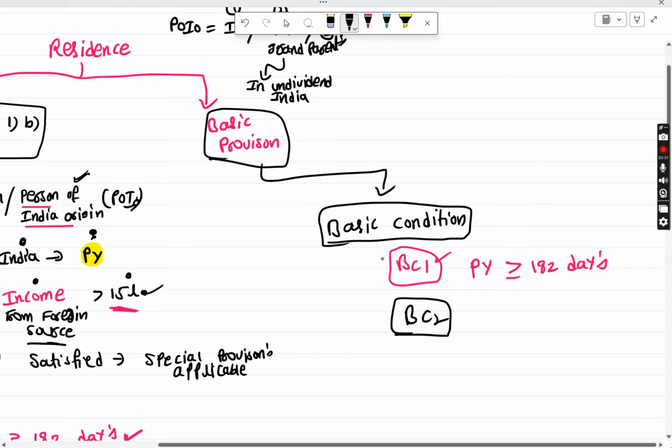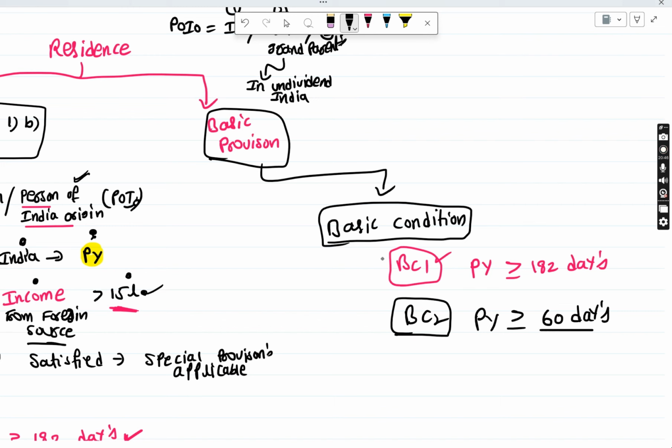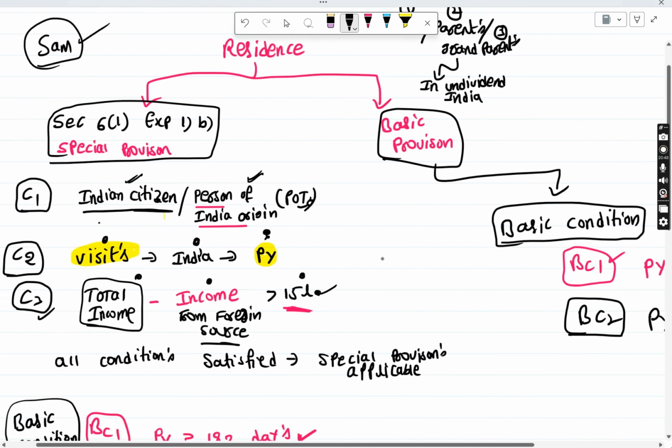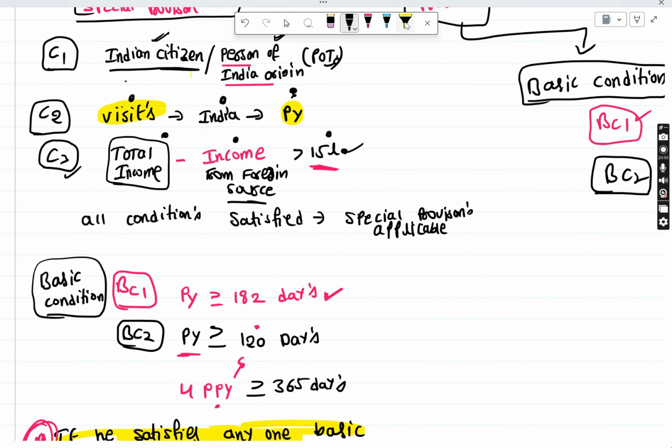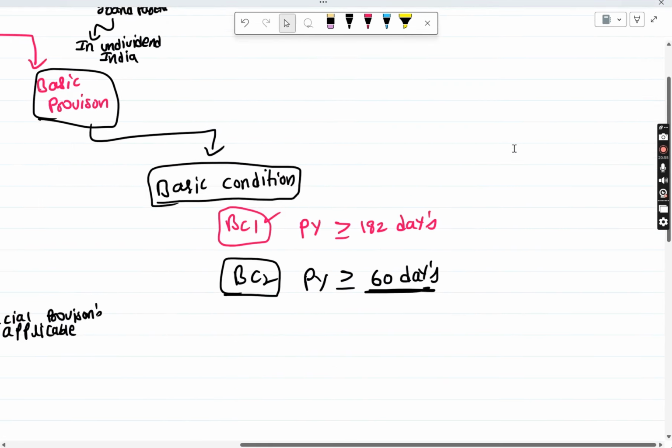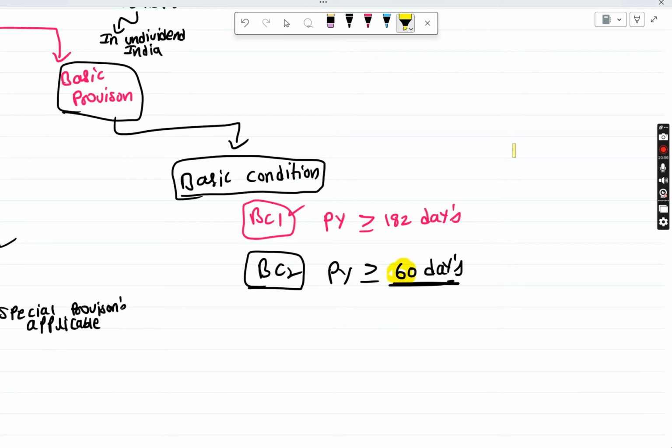In the previous year, if you are staying more than or equal to 60 days, this is important. So in the special provision it is 120 days, here it is 60 days. That is the only difference. And in the last 4 preceding previous years, you are staying more than 365 days.